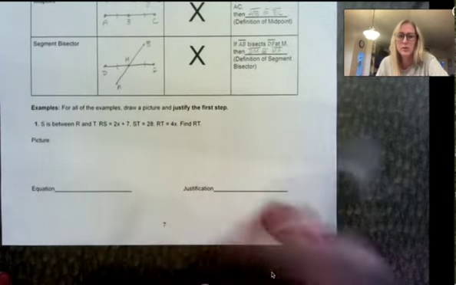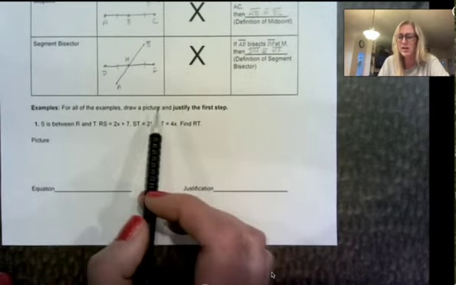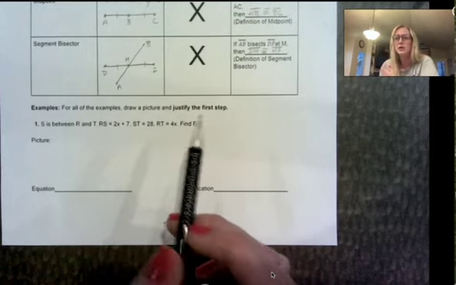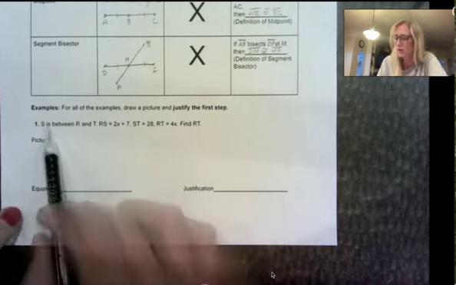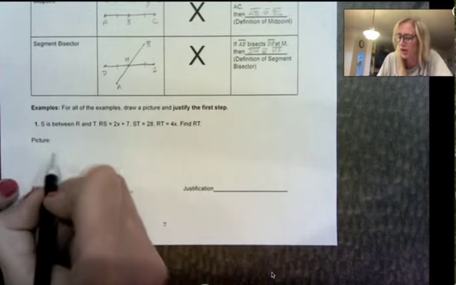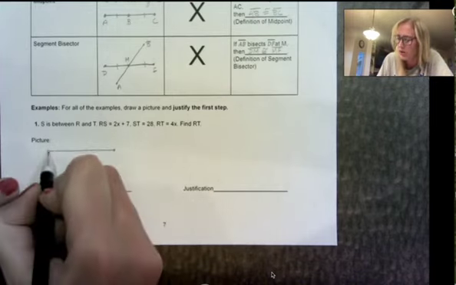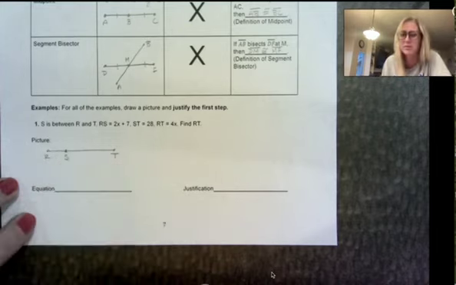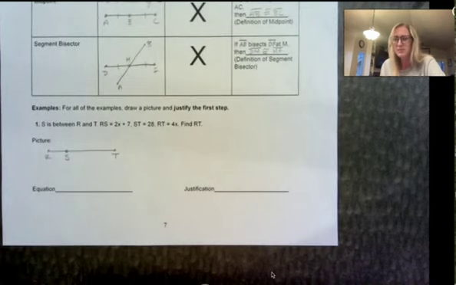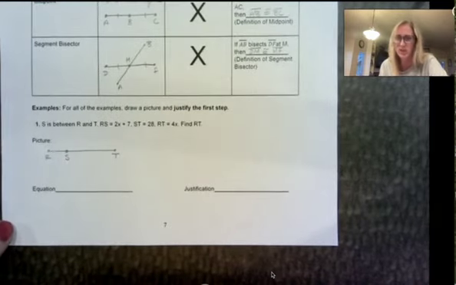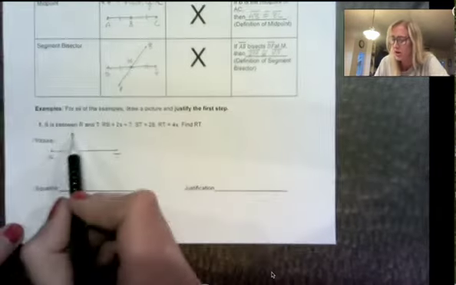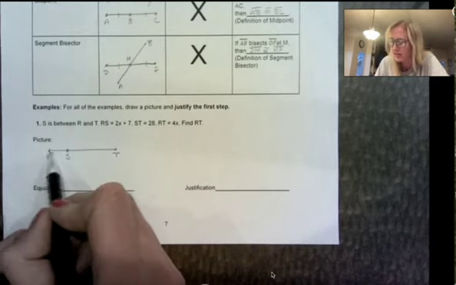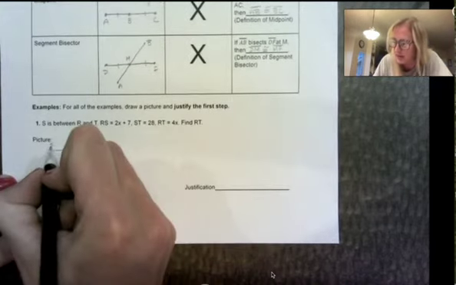Okay, so we're going to use some of those in some examples here, you guys. For every example, we're going to draw a picture and justify the first step. So we're going to say, why are we setting up the equation we are? Okay, so we're going to draw this picture. S is between R and T. So we've got R, T, S is somewhere between. I purposely don't like to put it in the middle, just so I don't end up saying that either side of S is equal. This one to me is obvious that RS and ST are not the same. Okay, it's telling me RS, so from R to S, this little piece right here, is 2x plus 7.